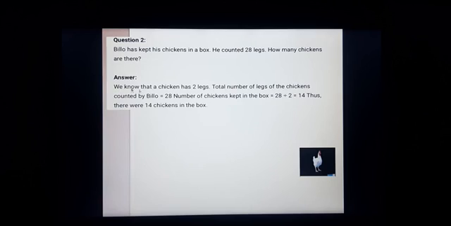We know that a chicken has 2 legs. That is, a hen has 2 legs. The total number of legs of the hens counted by Billu is 28. Number of hens kept in the box: that is 28 divided by 2, which is 14. Because we know that 2 legs are there, if we make it a division, 28 divided by 2 is 14. Other than that, you can also do it by the box method.